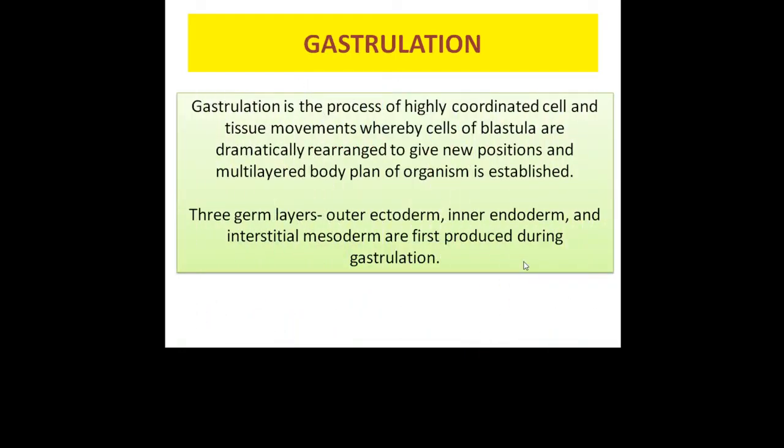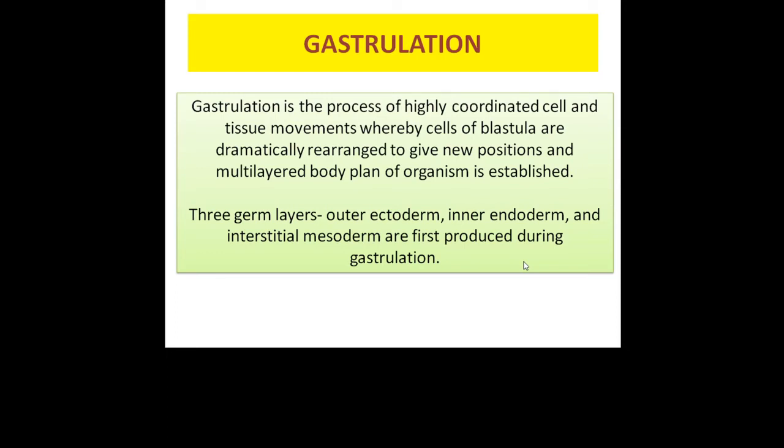Now let's come to the process of gastrulation, where these cells which are present at different places will ultimately come to lie at their final positions where they're supposed to be. So gastrulation is the process of highly coordinated cell and tissue movements, whereby cells of blastula are dramatically rearranged to give new positions and multi-layered body plan of organism is established. The three germ layers, outer ectoderm, inner endoderm and interstitial mesoderm are first produced during the process of gastrulation.